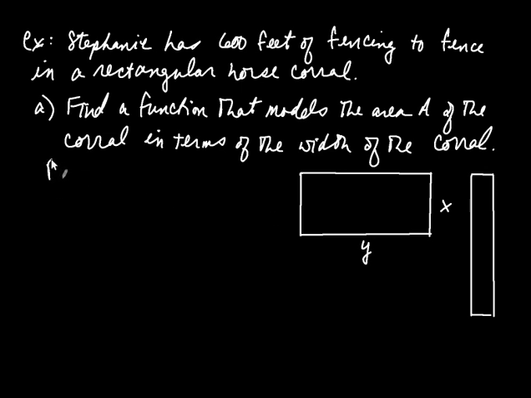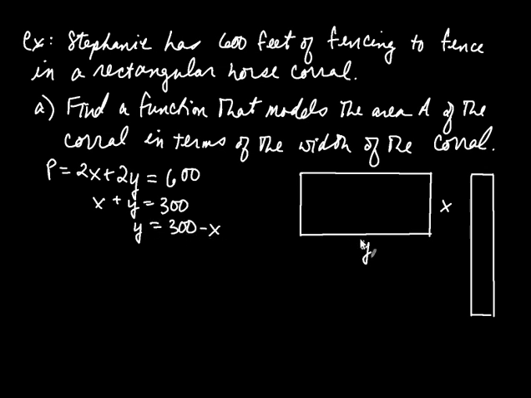So we know the perimeter of a rectangle is 2x plus 2y, and because Stephanie uses 600 feet of fencing, the perimeter has got to be 600. So if we take this equation and we divide both sides by 2, we end up with x plus y is equal to 300. And that gives us a relationship between x and y. If we want everything in terms of the width of the corral, in terms of x, we're going to express y in terms of x. So y is going to be 300 take away x. Okay? So instead of y, we can call that just 300 take away x.